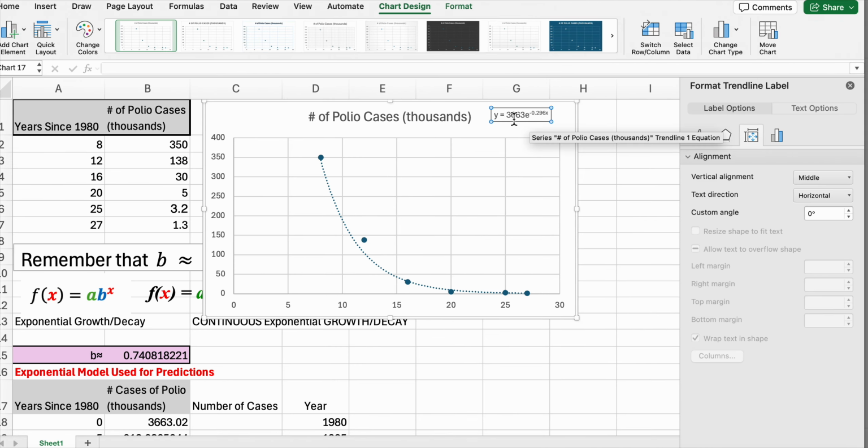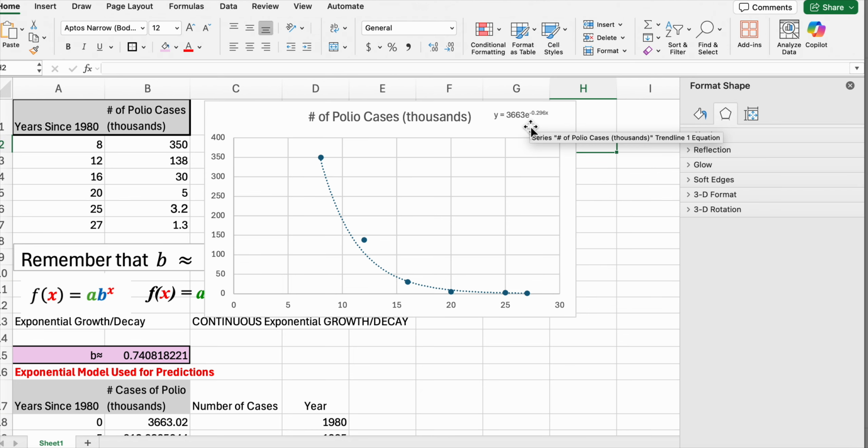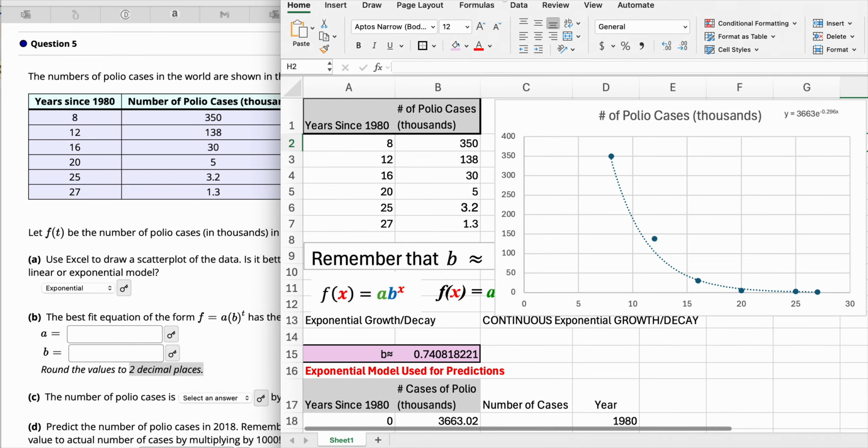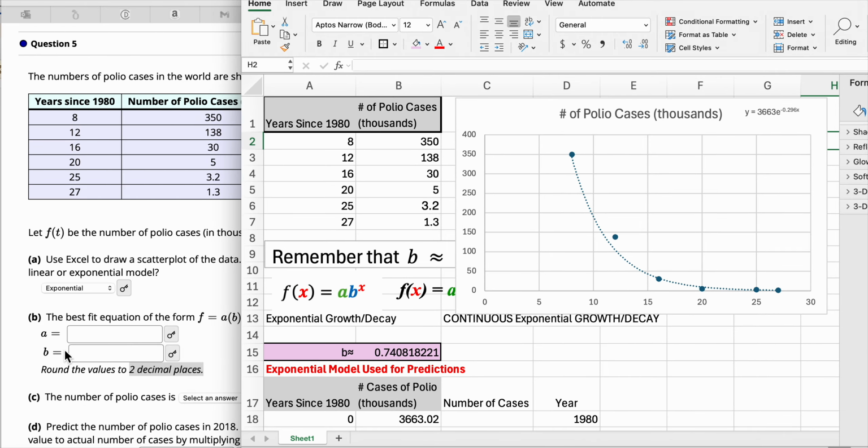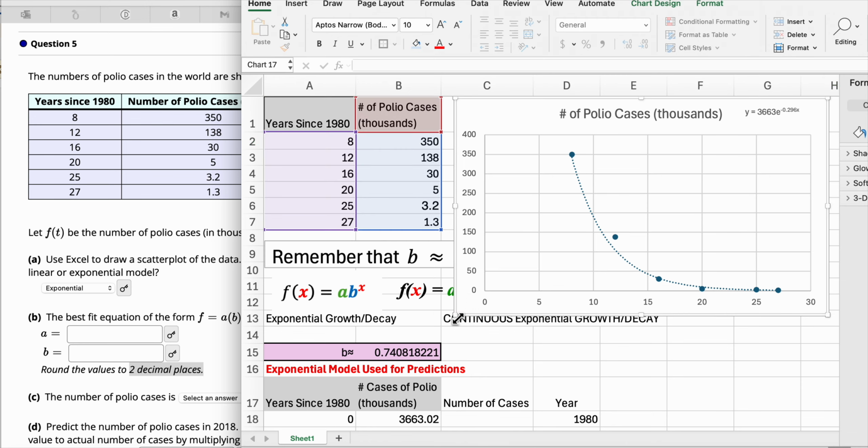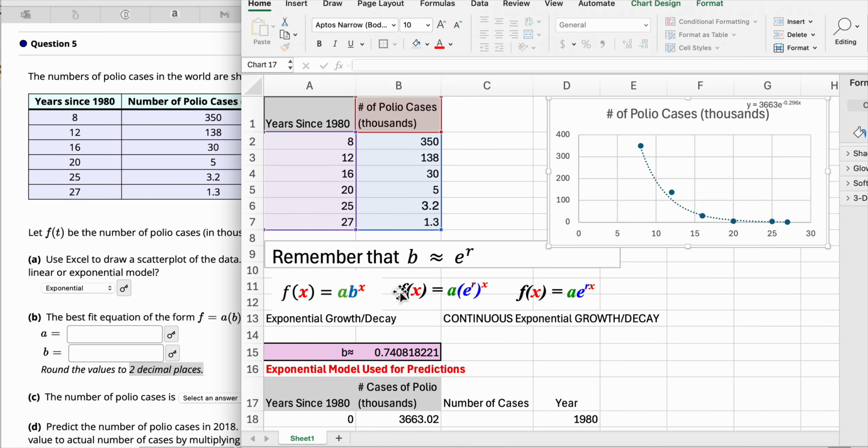Well, notice it gave me the trend line with an e as a continuous growth. That's not what the question is asking for. It wants me to convert this e to the r to a b, to a factor, right? It wants b. So I want you to remember a couple things.